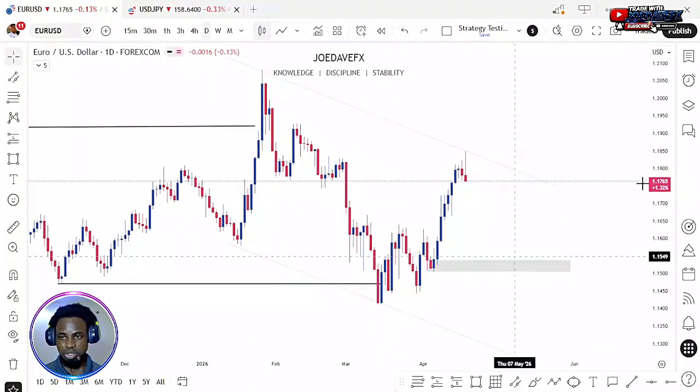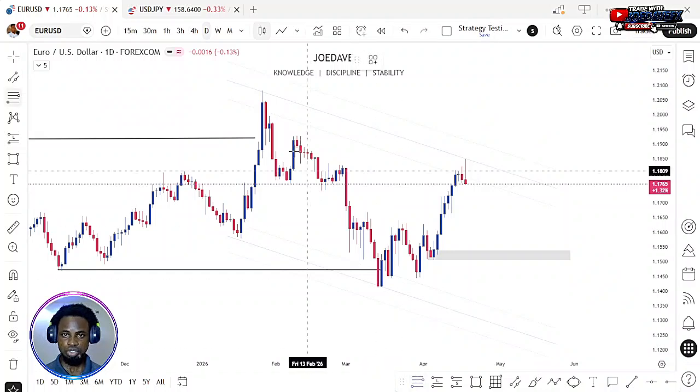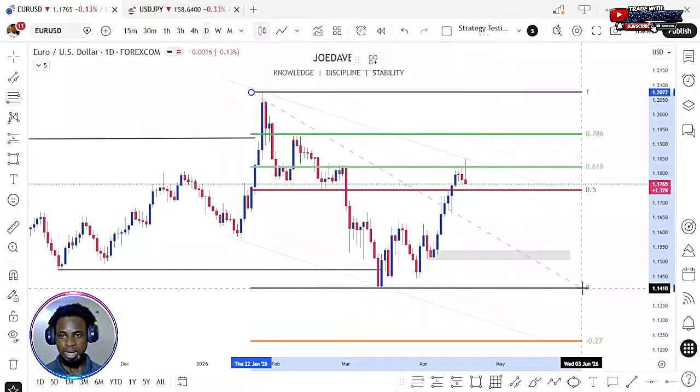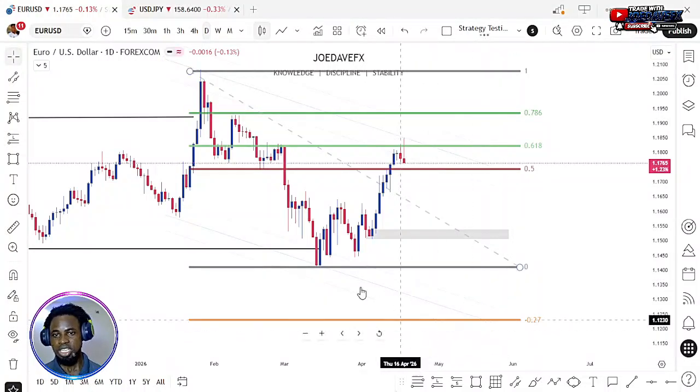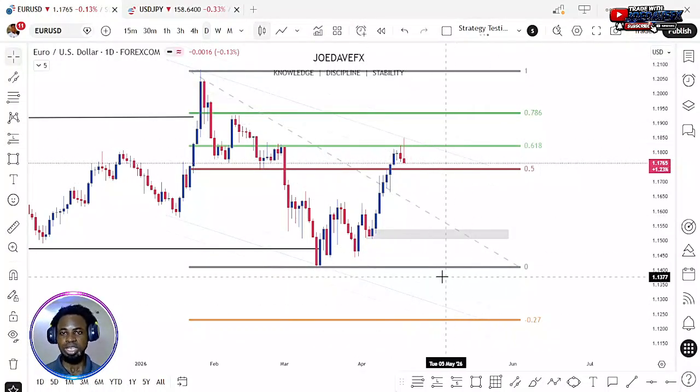Just like I explained earlier, if I still use this Fibonacci tool right from this high all the way to this low, where I told you that we'll be targeting, you actually see that this target Fibonacci extension level is in line with this channel I just plotted out right here.